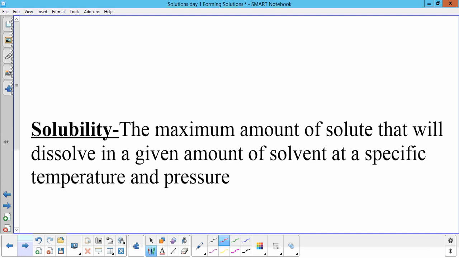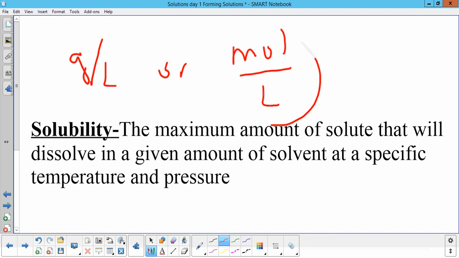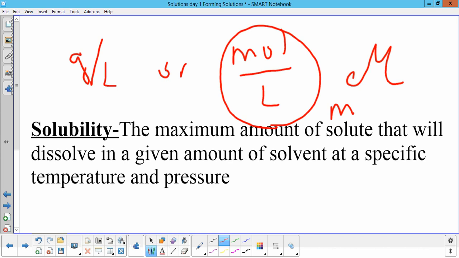It also depends very much on temperature, and if we're dissolving a gas into a liquid, it would also depend on pressure. Solubility is usually measured in units of grams per liter, or we might have it measured in units of moles per liter. This is going to be the one that we're going to use in our equilibrium calculations, moles per liter. Remember, there's a shorthand for that. It's this symbol here, mu, which stands for molar.